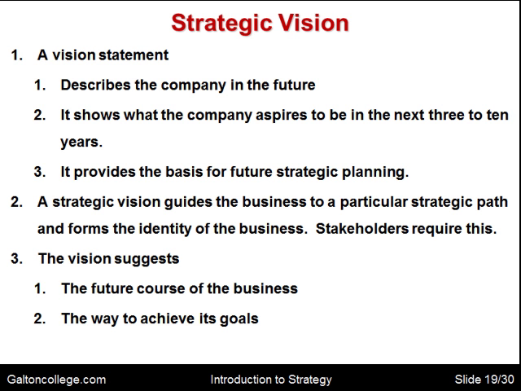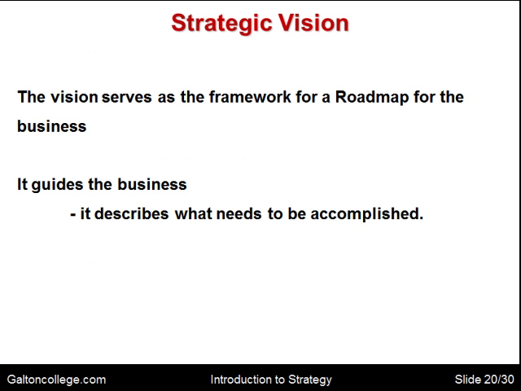The vision suggests the future course of the business and the way to achieve its goals. That's what the vision sets out. It's where the business wants to be and how to achieve them. So the vision serves as a framework for a roadmap for the business. It sets the course, the pathway for the business, the roadmap, if you like. It guides the business. It describes what needs to be accomplished in the business.